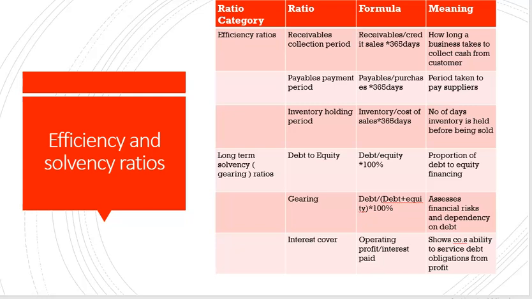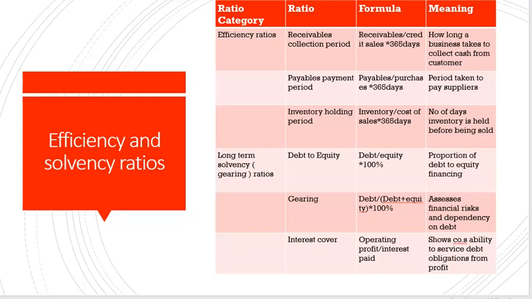So we have got three ratios here. Debt to equity ratio, which is calculated as debt over equity times 100%. So debt, we are talking about issues like bank loans, bank overdrafts, they can be within that. But we focus mostly on long-term debts. Okay, so it basically means proportion of debt to equity financing. So when a company has got a high proportion of debt, it is deemed to fail.